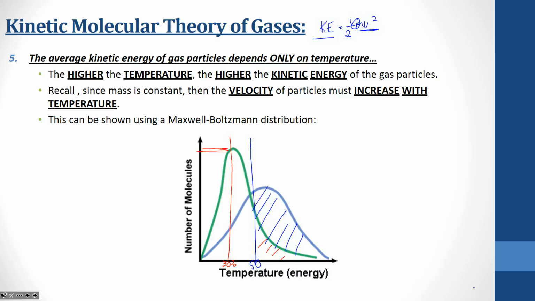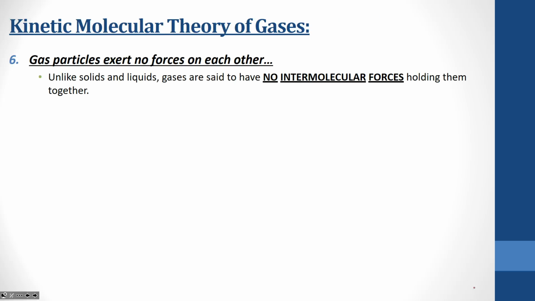If we're talking about water, we heat up water, it starts at, let's say, instead of 30%, let's say it starts at 30 degrees. As I heat it up and heat it up, more and more molecules are going to have more and more energy. So we might be at 60 degrees here. And that's our average. There's still slower molecules, there's still faster molecules, but on average, the average energy has increased. And then the last one is gas particles exert no forces.